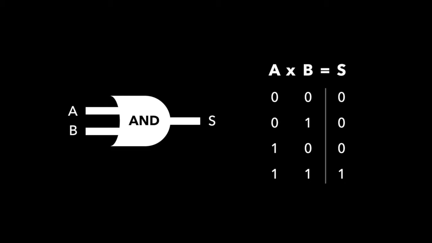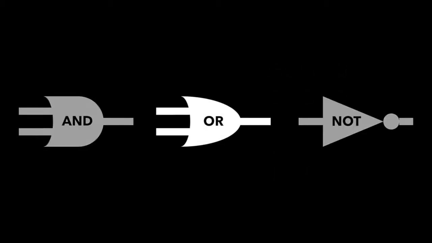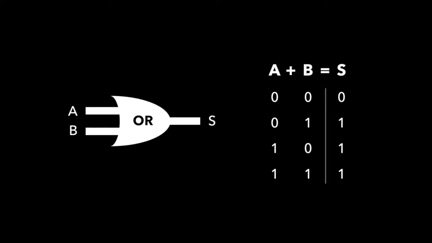So for example, if they were both off, A and B, then S would be off. And if one of them was on, but the other was off, it would still be off. In order for S to be true, or the output to be true or on, we need to have both inputs on, and that's why it's called an AND gate. The OR gate, on the other hand, only needs one of the inputs to be on, but also they could both be on.